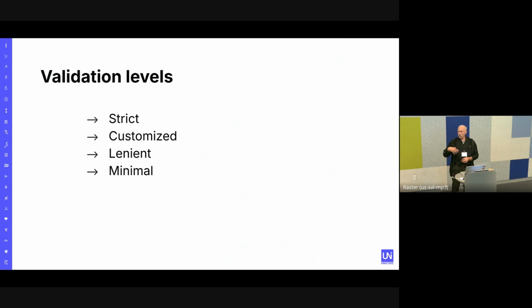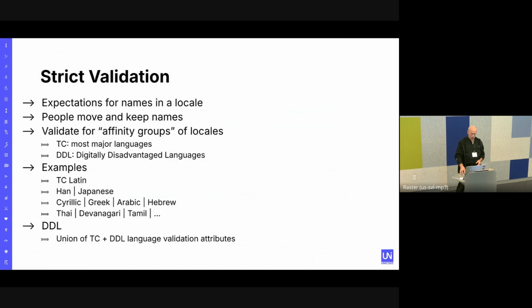Customized, sort of like how we have collation and we have tailorable collation. You could potentially have tailorable validation if you have specific requirements for the region or regulatory environment that you're in. A more lenient case still gives you confidence that at least there's letters in the name, but allows you a lot more flexibility in what's available. And then minimal, which just makes sure that you aren't obfuscating or breaking the name to pieces.